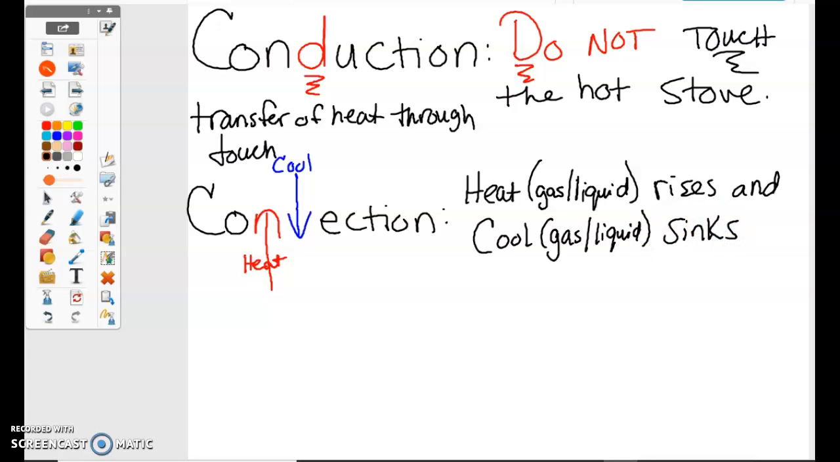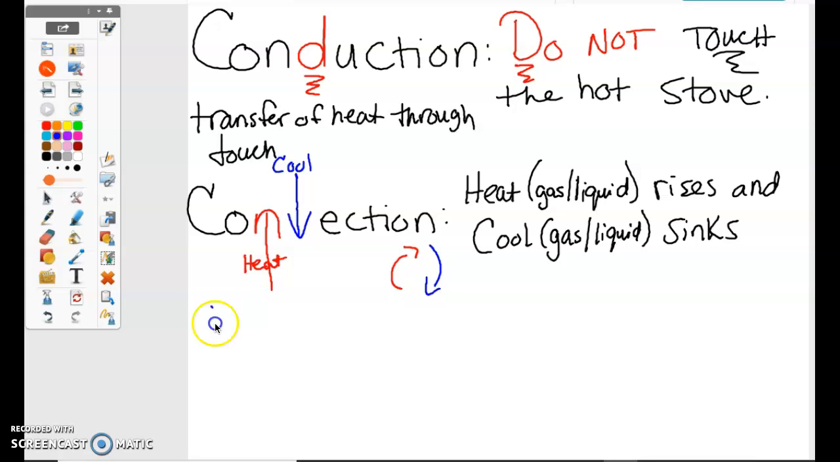I know that's really pushing it with the quote-unquote arrows. It works. Convection, where you have a red arrow going up and a blue arrow coming down, which looks very similar to that convection cell that we've talked about a lot, where hot air or hot water rises and cool air or cool liquids sink. That's going to be the crux of the experiment we do in class today. Convection is a transfer of heat through a gas or a liquid.